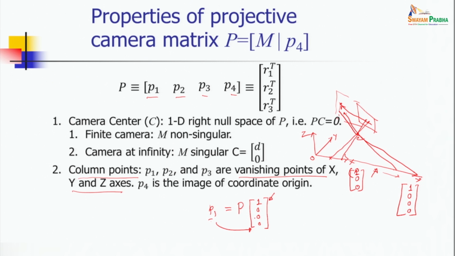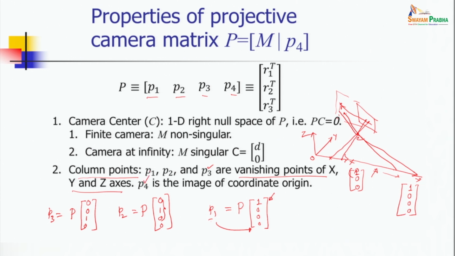Along the x-axis. In the same way, if I take the y-axis, the point at infinity is expressed in this way. You note that this is the direction ratio of the y-axis. So if I multiply with P, I will get p2. And similarly for p3, if I multiply with the z-axis, which can be represented as 0, 0, 1, 0, I will get p3.